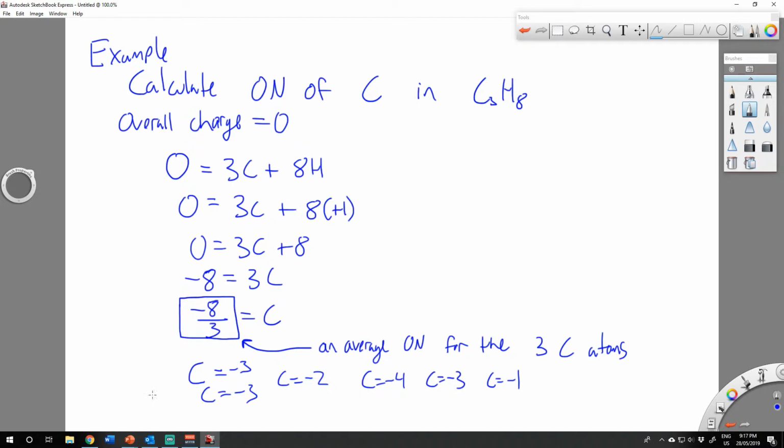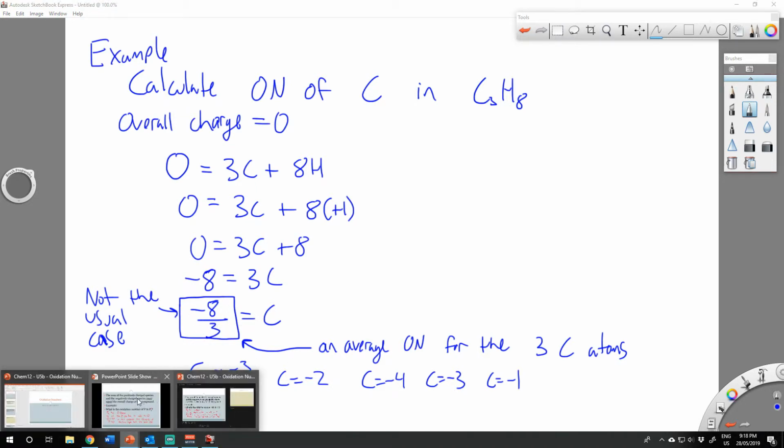Okay. All right, but this is not the usual case. Usually the oxidation numbers are whole numbers, because that makes sense. If we're talking about the transfer of electrons in a chemical compound, then it makes more sense to have the oxidation numbers as whole numbers.